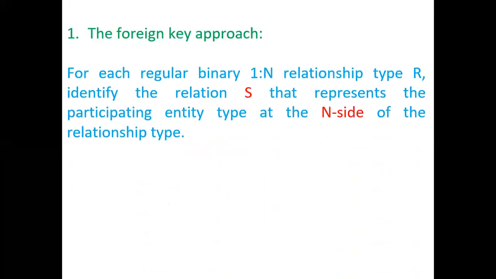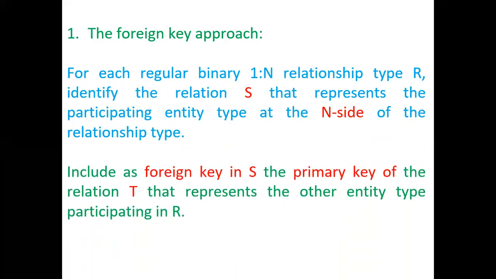So we need to find two relationships, one towards the N side and another towards the one side. That is, in a 1:n relationship, we need to find two entity types. One entity will be towards the one side, another entity will be towards the N side. Then we need to take the primary key at the one side, which will behave as a foreign key at the N side. We need to take the primary key from the entity type which is towards 1 and make it a foreign key in the entity type which is towards N.